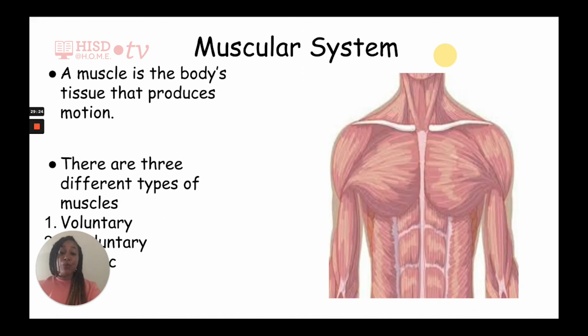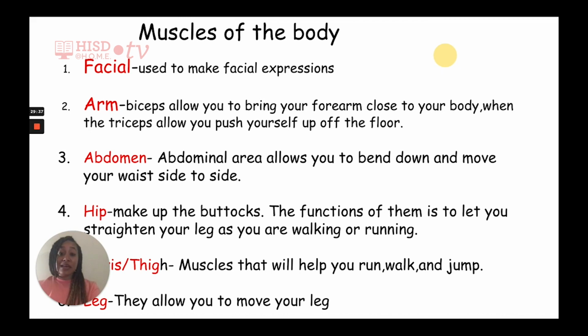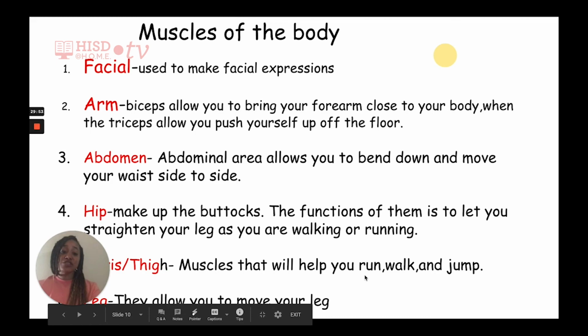The next system we discussed was the muscular system. The muscular system helps our body move. It produces motion. We also discussed some muscles of our body, including our facial muscles, which help us to smile, our abdomen, which helps us to bend down, and our thigh muscles, which help us to run, walk, and jump.